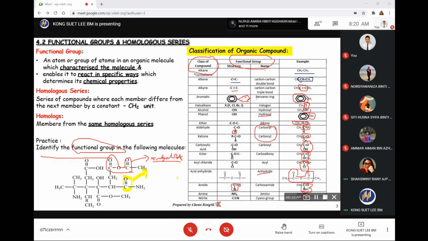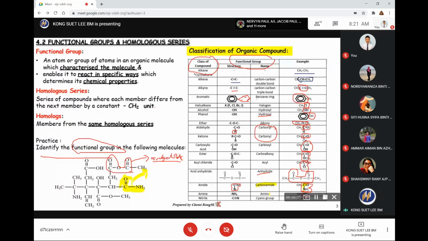Okay, Amiru. Amiru, are you here? Amiru is not here. Okay, so actually you have to circle the whole thing here. I have to highlight the whole thing: C double bond O and NH2. If you look at the list over here, which one is C double bond O and NH here? So the functional group is carboxamide. Here, spelling, please take note, carboxamide.